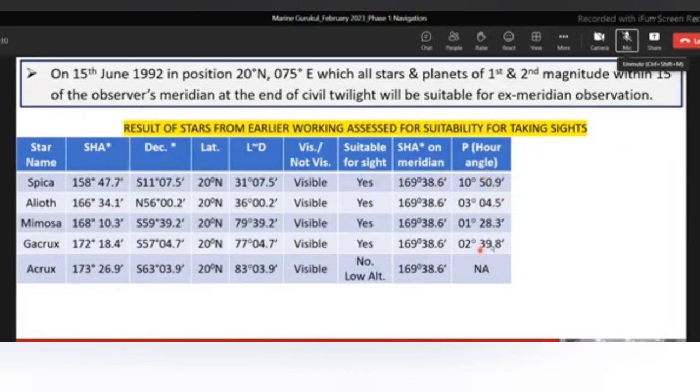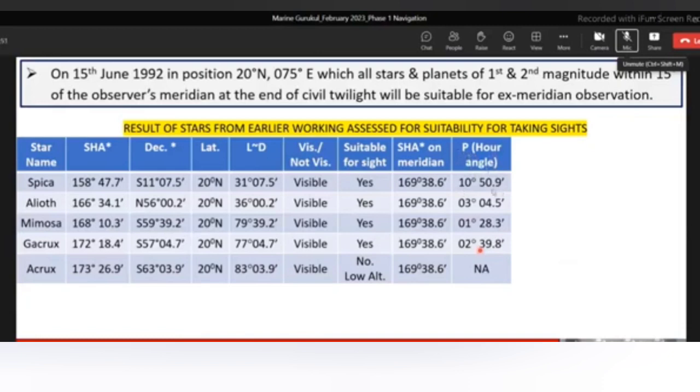Okay, beta. Now let me pause and explain this to you. Now you see this SHA on the meridian, 169.38.6, is basically the SHA of the observer's meridian. The SHA of star Spica is 158.47.7. So for star Spica to come on the observer's meridian, it will have to cover an hour angle of 10 degrees 50.9 minutes. That is what we have written here in the hour angle or P column. Hour angle is also known as angle P.